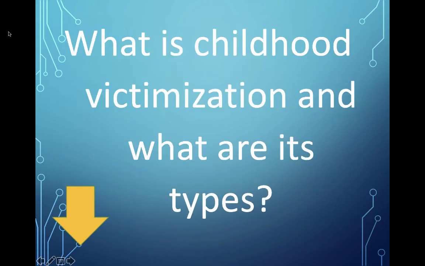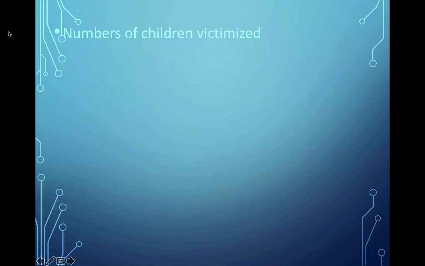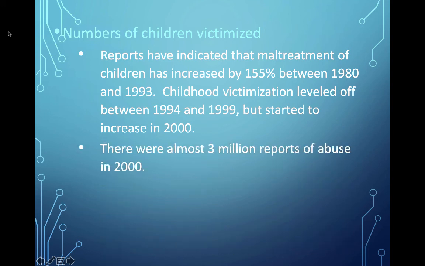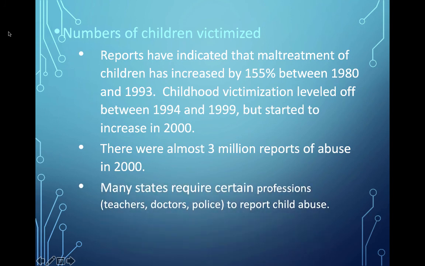What is childhood victimization and what are its types? Numbers of children victimized. Reports have indicated that the maltreatment of children has increased by 155% between 1980 and 1993. Childhood victimization leveled off between 1994 and 1999, but started to increase in the new millennium. There were almost 3 million reports of abuse in 2000. Many states require certain professions, teachers, doctors, police, to report child abuse.